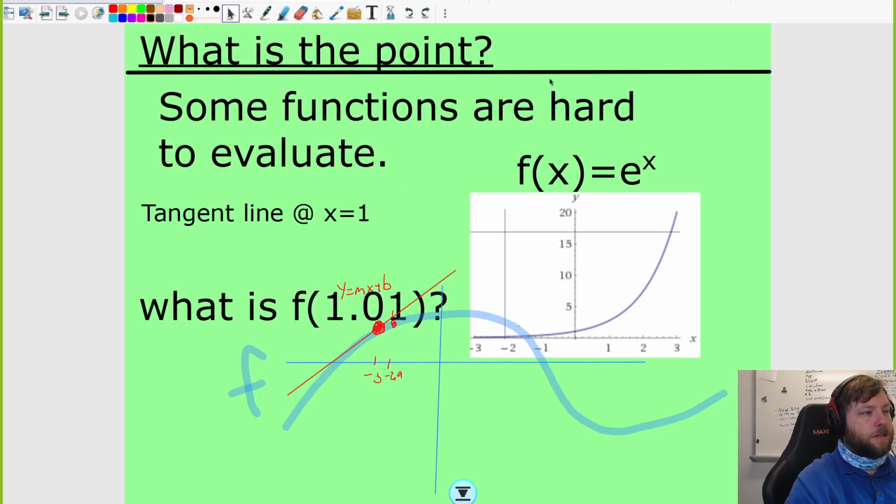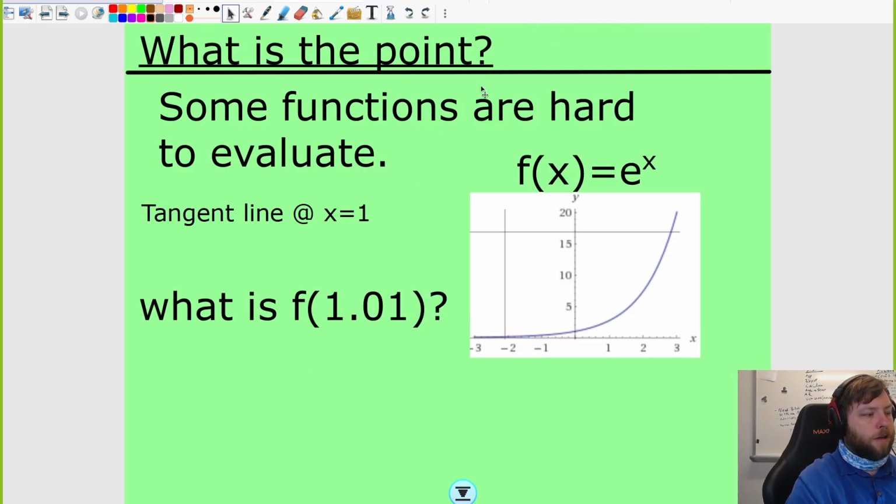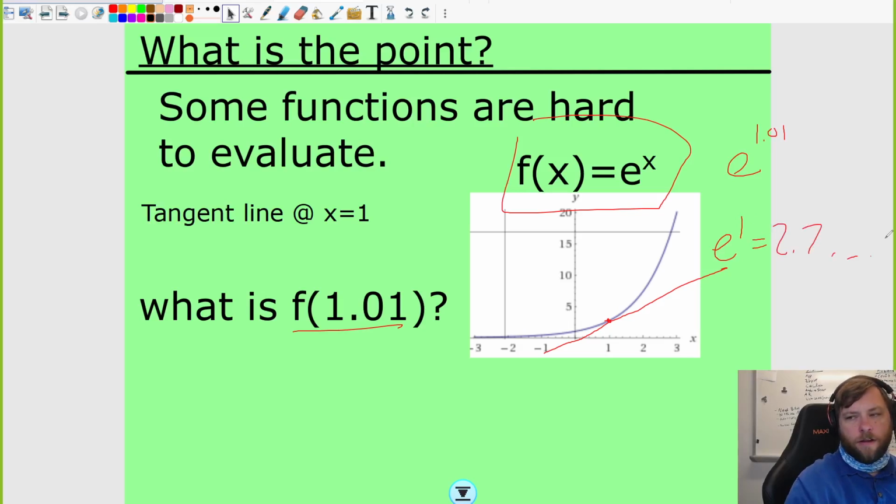So, here's an example where it might be a little more useful. Because sometimes a function's hard to evaluate. So imagine the function f of x equals e to the x. And we have a tangent line at x equals 1. So, like, it's doing that. Well, what is f of 1.01? Okay, that's e to the 1.01. And now my question to you is, can you do that without a calculator? No. If I said e to the 1, you could do that. Yeah, it's like 2.7 something, right? I mean, you could. Basically, you could.